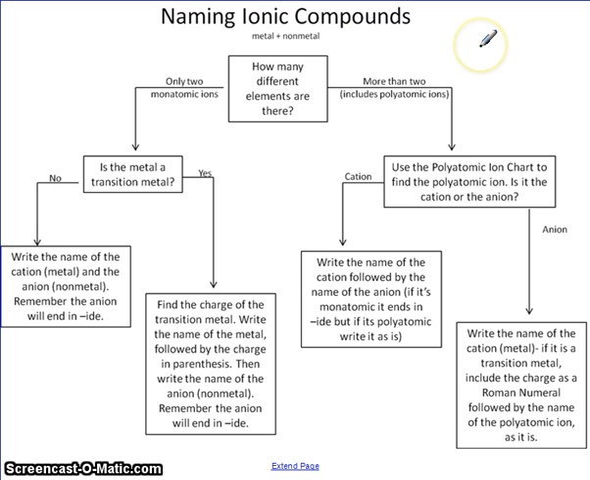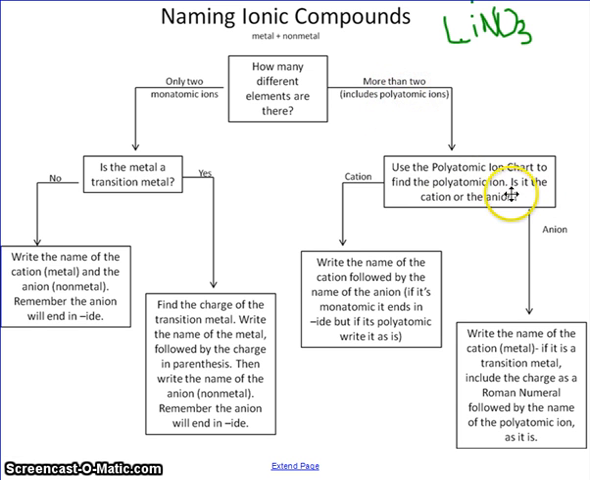We'll do one more example for ionic compounds. Let's say we have LiNO3. Again, we start at the beginning. How many different elements are there? So I have Li, I have N, and I have O. So there's more than 2, which means we have a polyatomic ion.